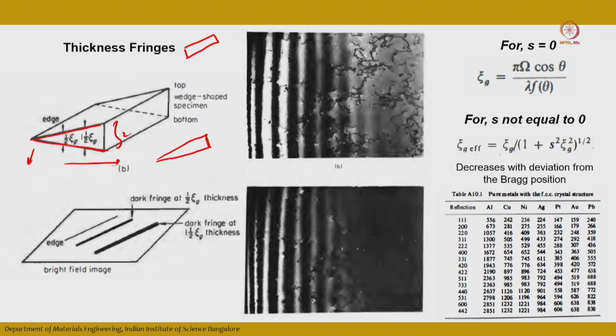Now, as I told you, at psi g you will see Ig is almost equal to 0. So your thickness is changing, and at the locations where the thickness equals psi g, you will see the diffracted intensity Ig becomes 0, and suddenly it will increase again and become bright. So you will see continuous dark and bright fringes while your thickness is changing.